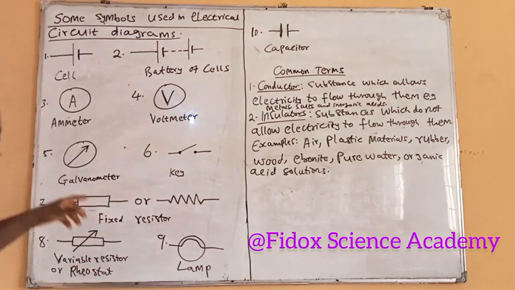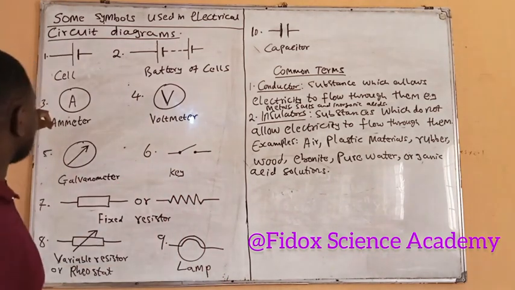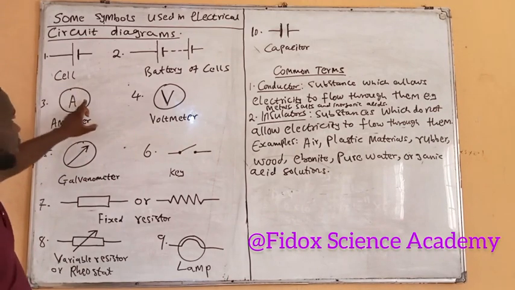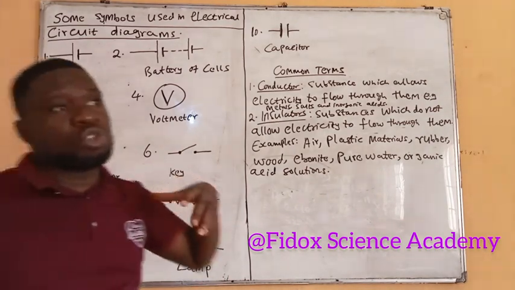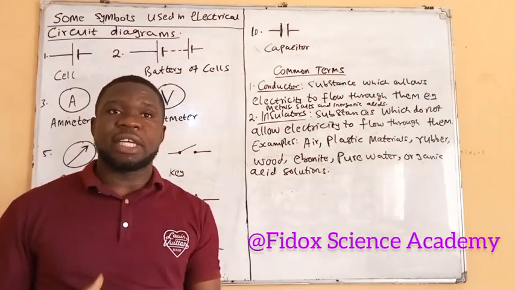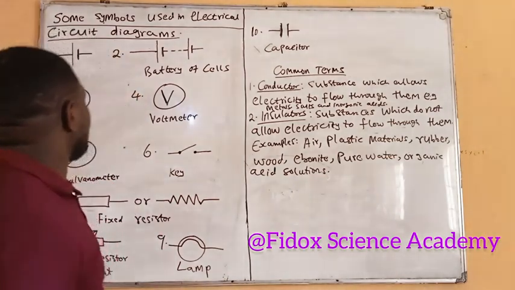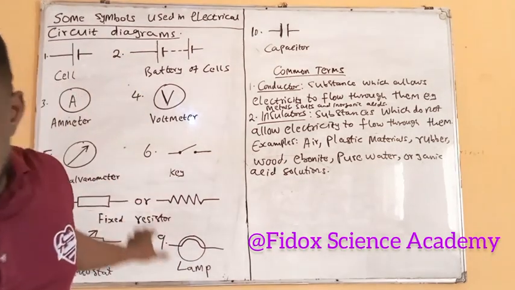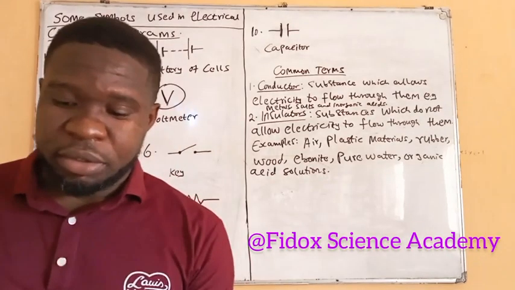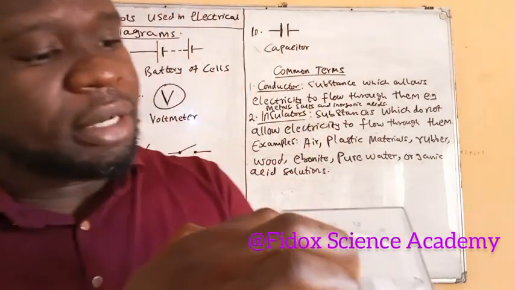Then the second thing we have in here is the ammeter. You can see the circuit symbol of the ammeter. The ammeter is an instrument that you use to measure current that's flowing in the circuit. So here is the instrument called the ammeter. You can see that it is labeled A.